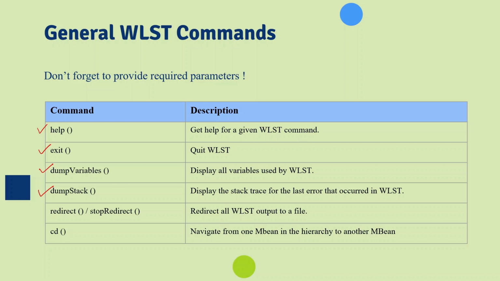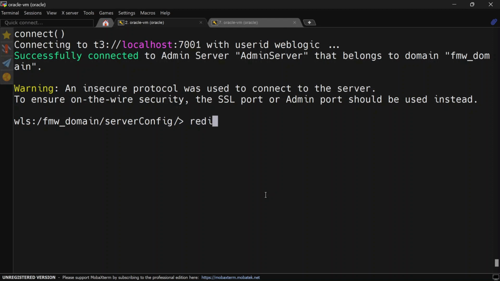Now to redirect all the WLST output to a file, we can use redirect. And when we want to stop the redirection, we can run stopRedirect. For this command, we'll have to specify the redirection path and the name of the file. So let's see this one as well. Now let us run the redirect function. And here we'll have to specify the file path. So I'm giving redirect.txt in the /tmp.